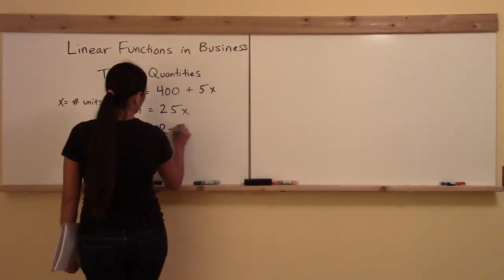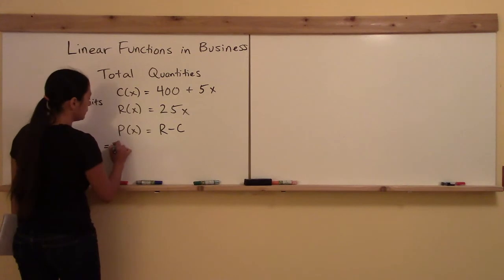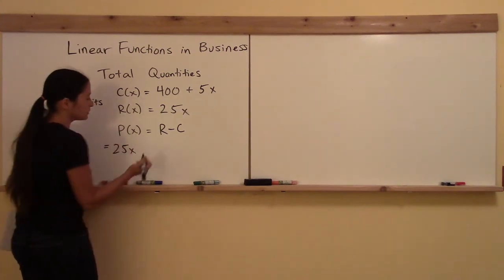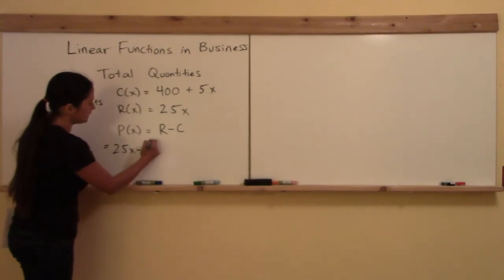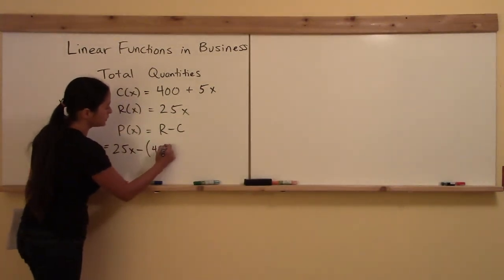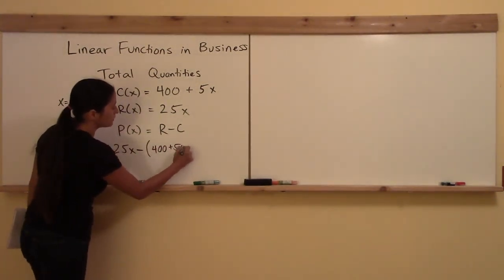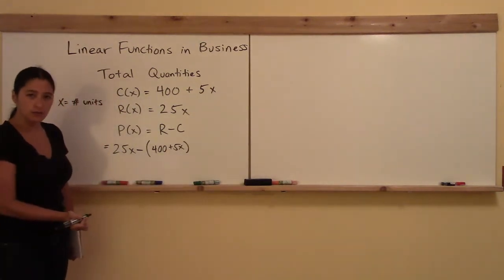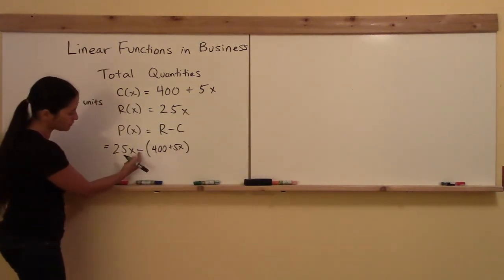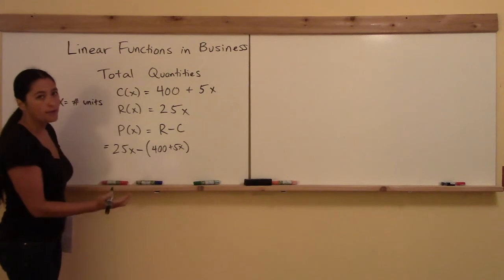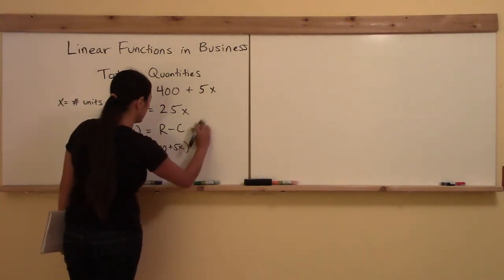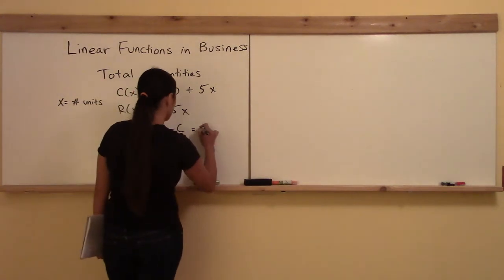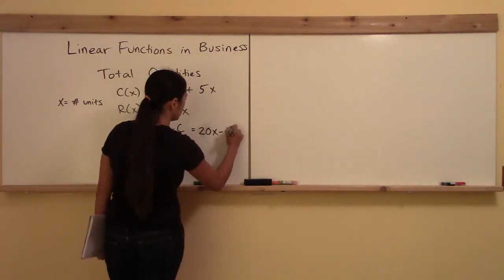The profit is going to be revenue minus cost. And when you're computing this profit function, please always be careful to surround the entire cost function with an outer parentheses. If you do not do that, then you run the risk of not factoring this negative sign through, and then your answer is going to be incorrect. So the simplified form you should have got here is going to be 20x minus 400.